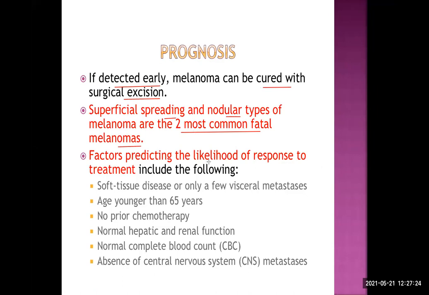Factors predicting the likelihood of response to the treatment include the following. So these are the good prognostic factors. Soft tissue disease or only a few visceral metastases. Age younger than 65. No prior chemotherapy. Normal hepatic and renal function. Normal complete blood count. And absence of CNS metastasis. All of these are good prognostic features in the treatment of melanoma. Patients respond better in this condition.